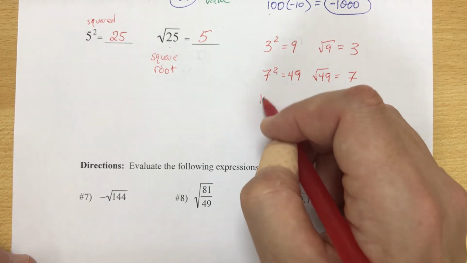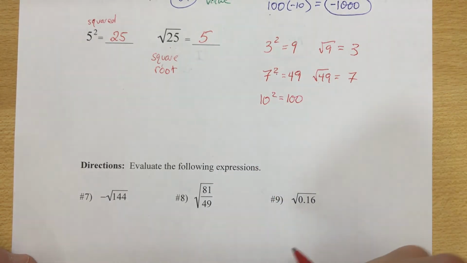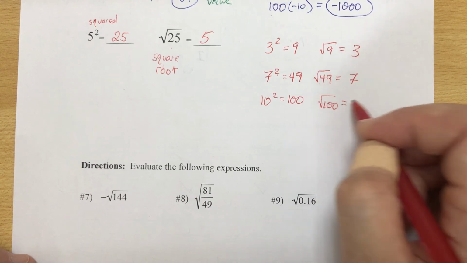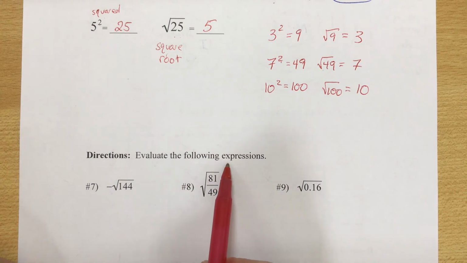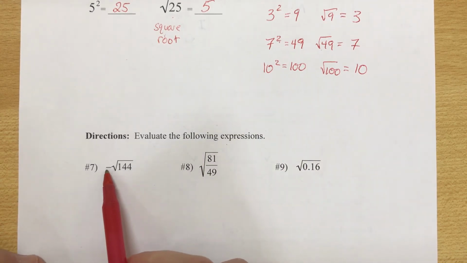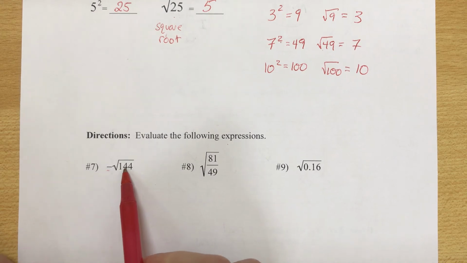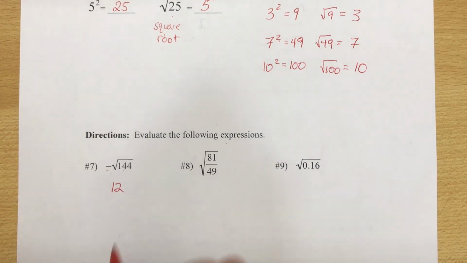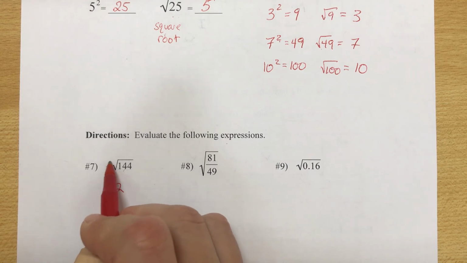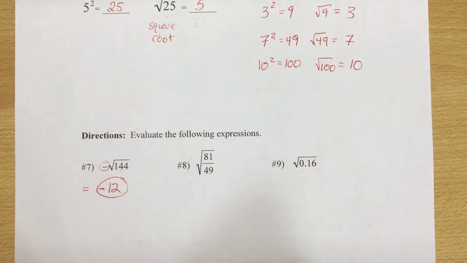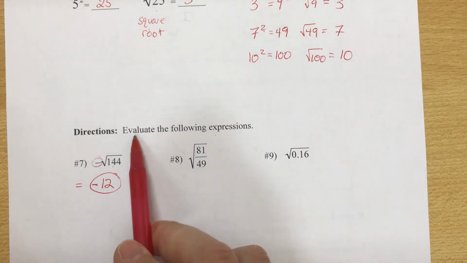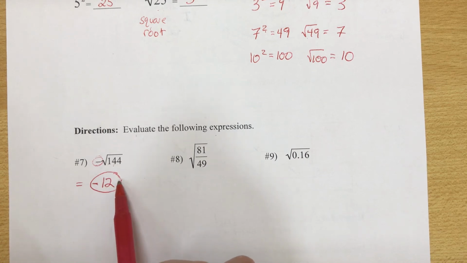If I say, I'll do one more here, 10 squared equals 100, 10 times 10. The square root of 100 is 10. That's it. So the last thing here, evaluate the following expressions. Now this is the opposite of the square root of 144. So can you think of two numbers that multiply each other that are the same, that get you 144? Well, that's actually 12 times 12. So our answer, because of this being negative here, our answer is the opposite of 12. So we are evaluating, we're finding the value. The value is negative 12.